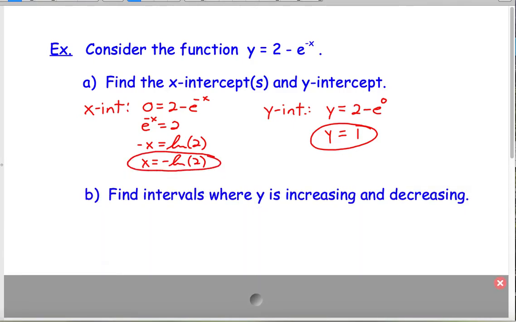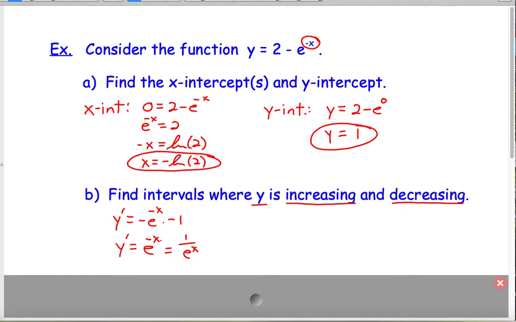Find the intervals where y is increasing and decreasing. So we're talking about the function y. Increasing, decreasing means we need to look at y prime. So y prime: the derivative of 2 is 0, so we have negative e to the negative x, and then by the chain rule times the derivative of negative x, which is negative 1. So we have y prime is equal to positive e to the negative x. By the way, that's the same as 1 over e to the x.